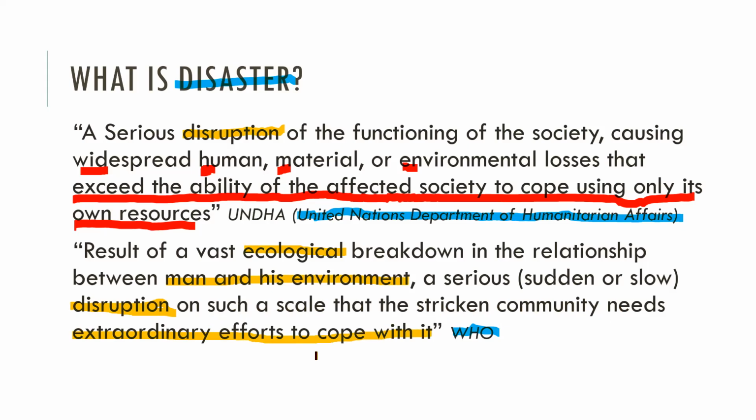This definition is very similar in meaning but very different in words. That's the difference. But they talked about two important things here: ecological breakdown between man and his environment. This definition views life on Earth as a balance between human beings and the surrounding environment. They called it an ecosystem. This ecosystem governs the relation between us and the surrounding environment.